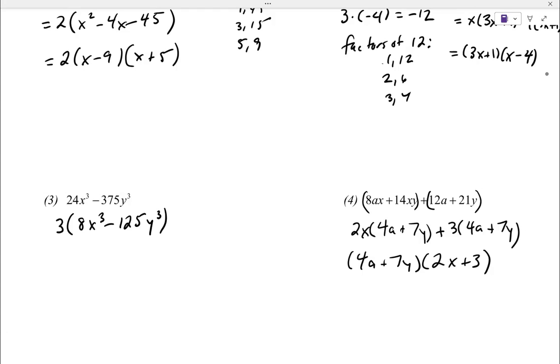Difference of cubes, right? I see the difference and I see the cubes. So I got to identify that A and that B again. So what do we need to cube to get 8x cubed? 2x, good. What do we need to cube to get 125y cubed? Yeah, good. So we have 2x, the whole thing cubed, 5y, the whole thing cubed.